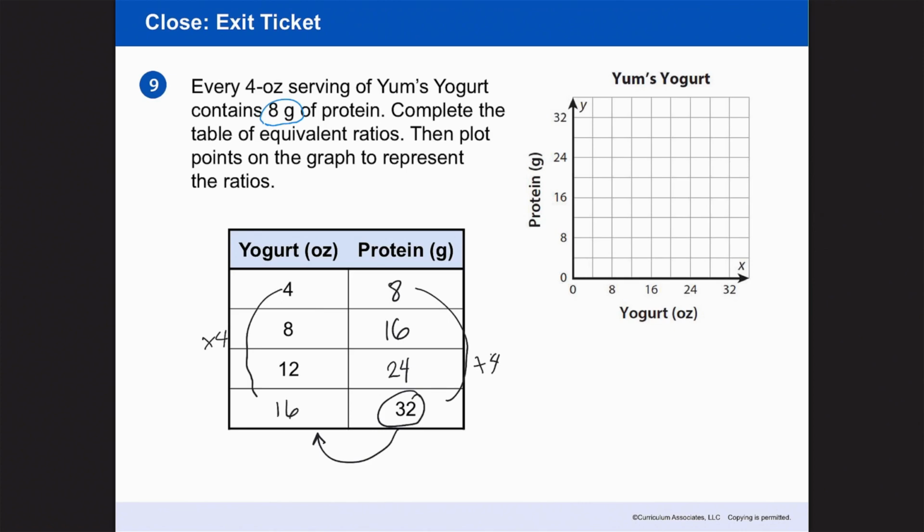So my ordered pairs are all on there now. So I can go ahead and plot my points. So it says plot points on the graph to represent the ratios. So I can see that this one is the same as 4, 8, 8, 16, 12, 24, and 16, 32. Those are my ordered pairs that I'm going to be plotting.